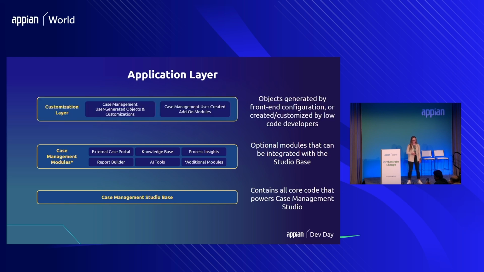Last, we have the customization layer. So this includes any objects that were created from the front-end configuration, as well as any customizations that you guys have created. So that can include custom interfaces, custom processes, new add-on modules, which we'd really like to see a lot of people creating those if we could. The app market might be a great place for you guys to upload some add-on modules after you get a chance to get your hands on this thing.